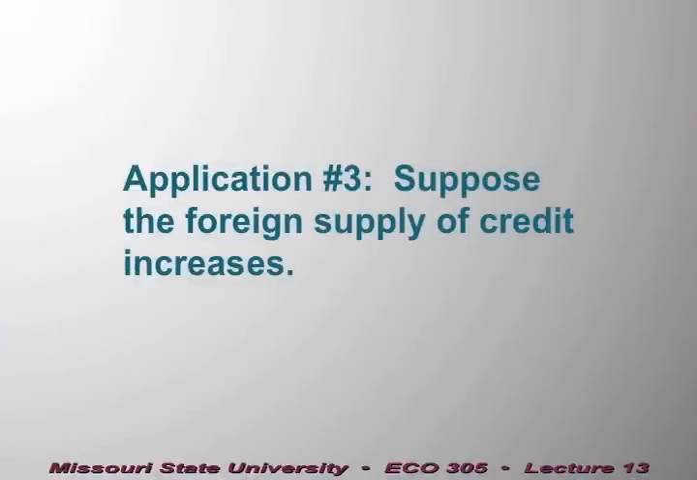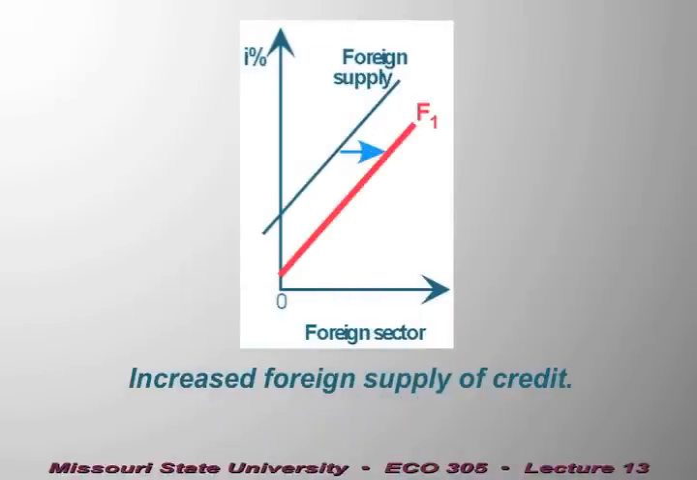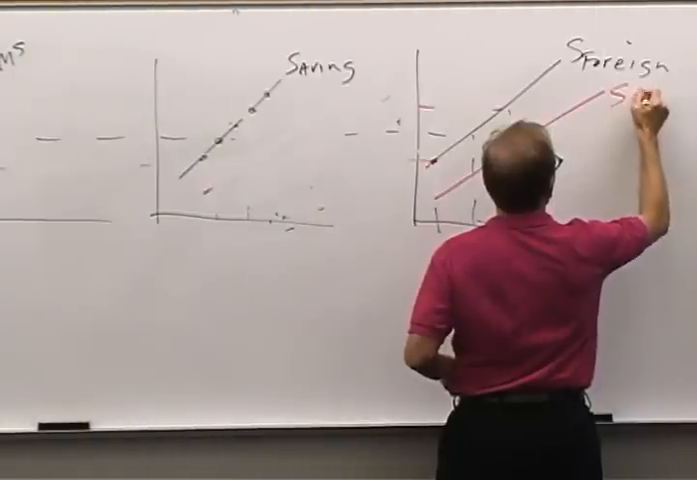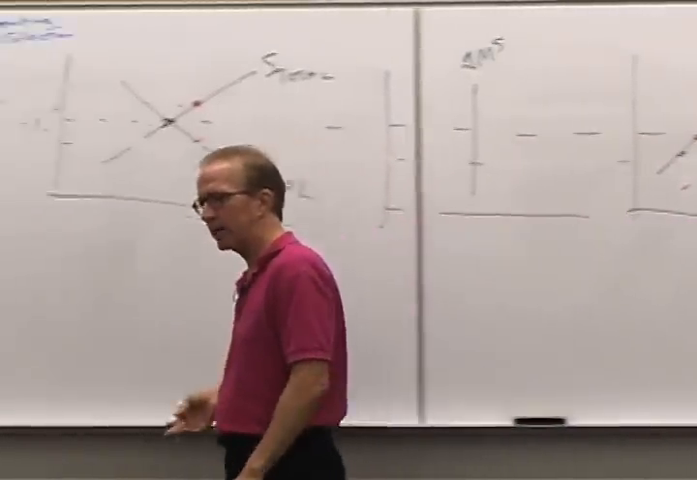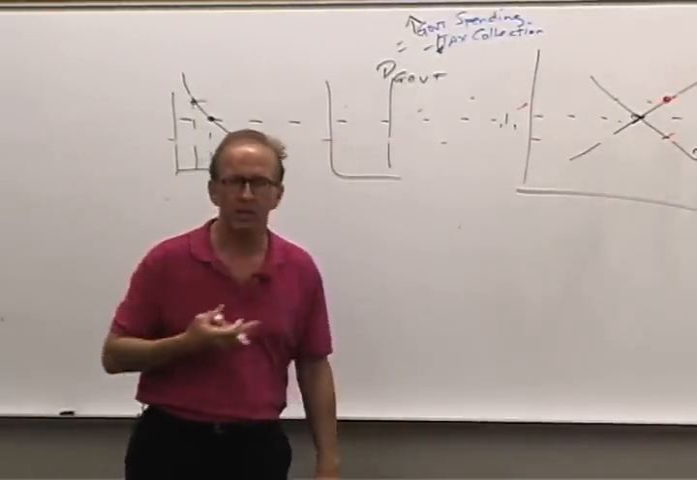Let's try number 3. And let me erase before I do the third example. The third example is an increase in the foreign supply of credit. That is to say, let me come over and shift this curve to the right. Step one, the foreign supply of credit increases. Foreigners want to loan more in the United States. What could cause them to do that?